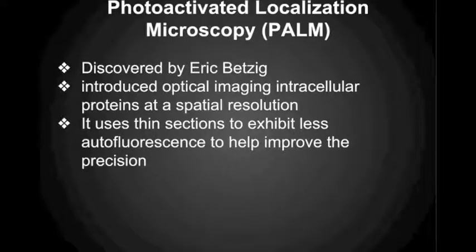Photoactivated localization microscopy, also known as PALM, was discovered by Eric Betzig. The optical fluorescence transition microscopy helps get a closer look at a molecular scale. The photoactivated localization microscopy can obtain precise localized molecules. It uses thin sections instead of bulk samples, so it will exhibit less autofluorescence, therefore getting a better resolution. Also, it magnifies the small sections so that one could see more depth on a molecular level.